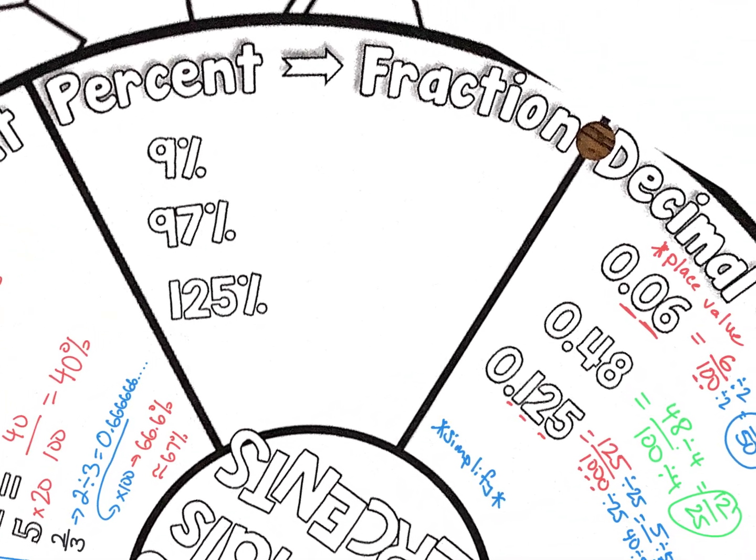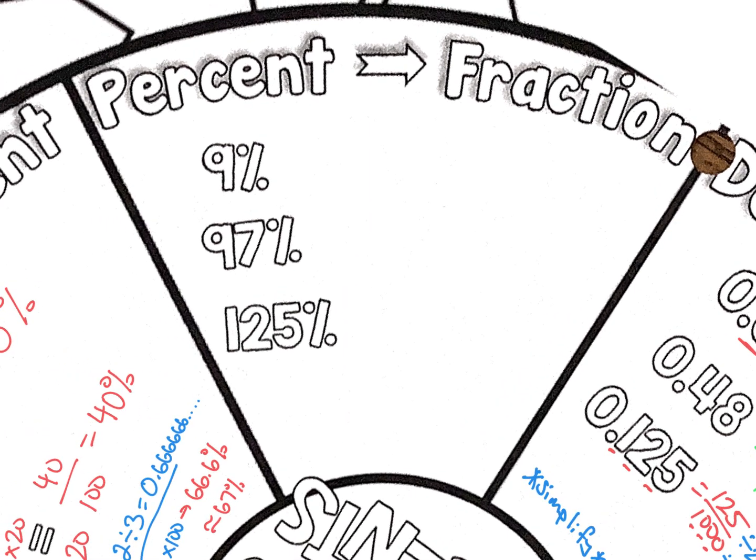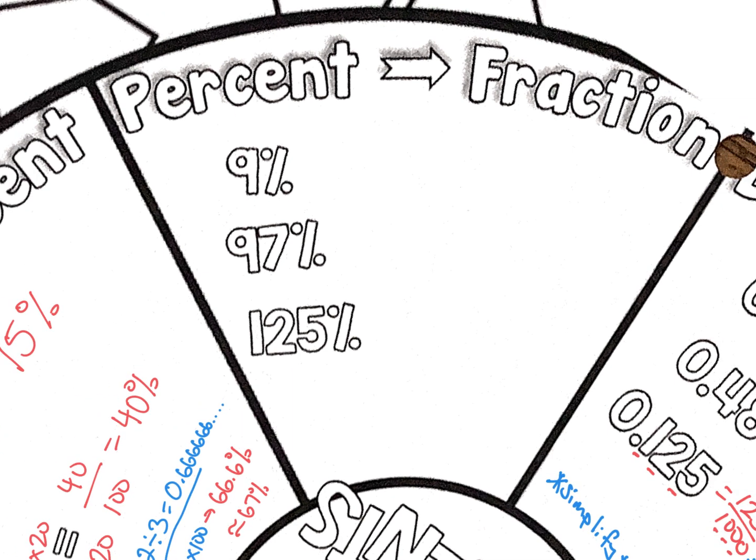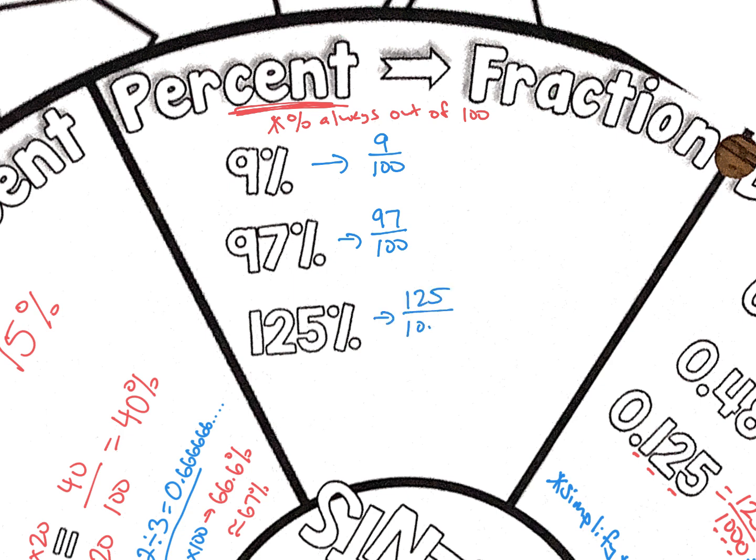All right, last one, we want to change our percent to a fraction. Remember that percent, right? Cent means out of 100. So percents are always out of 100. Meaning we can just take each one of those percents and put it over 100. So this becomes 9 over 100. 97 becomes 97 over 100. And then 125 becomes 125 over 100.